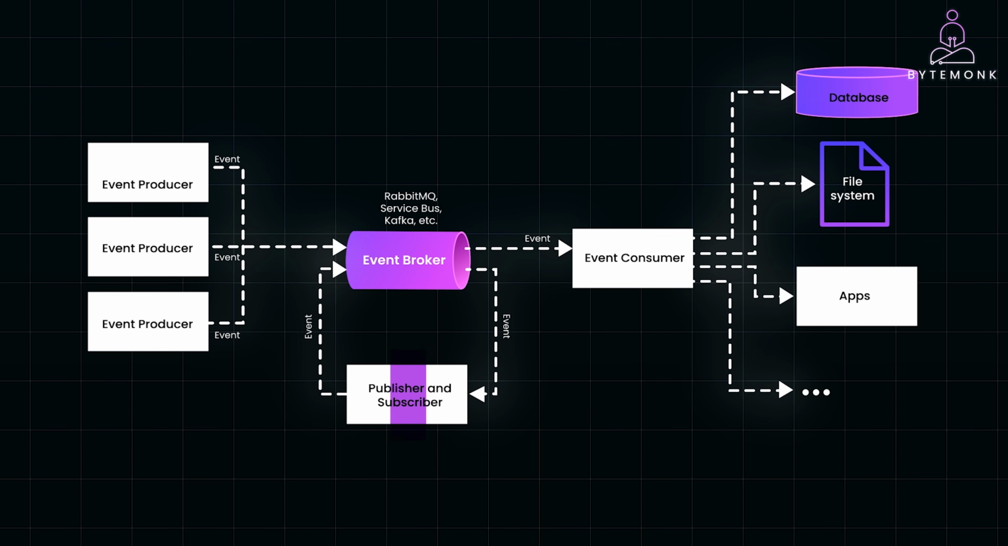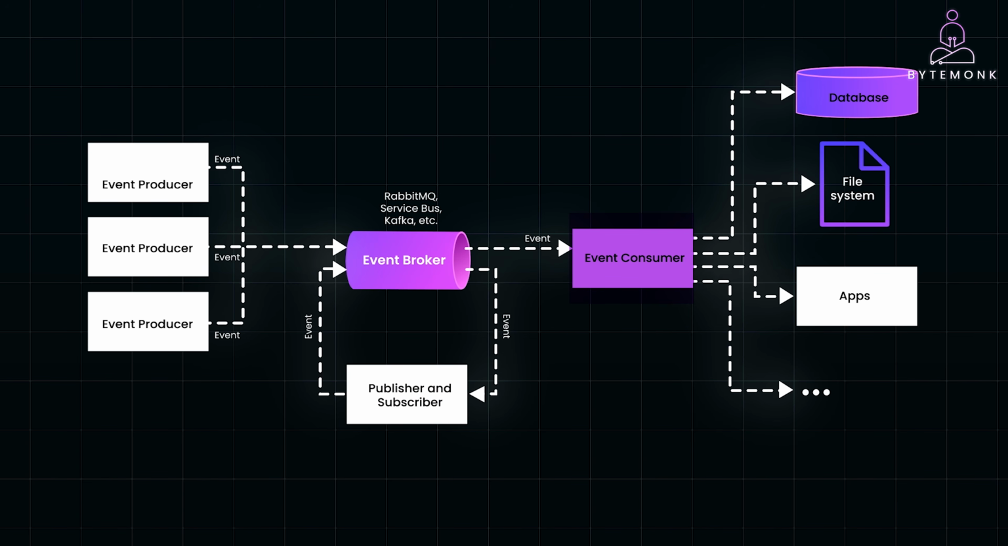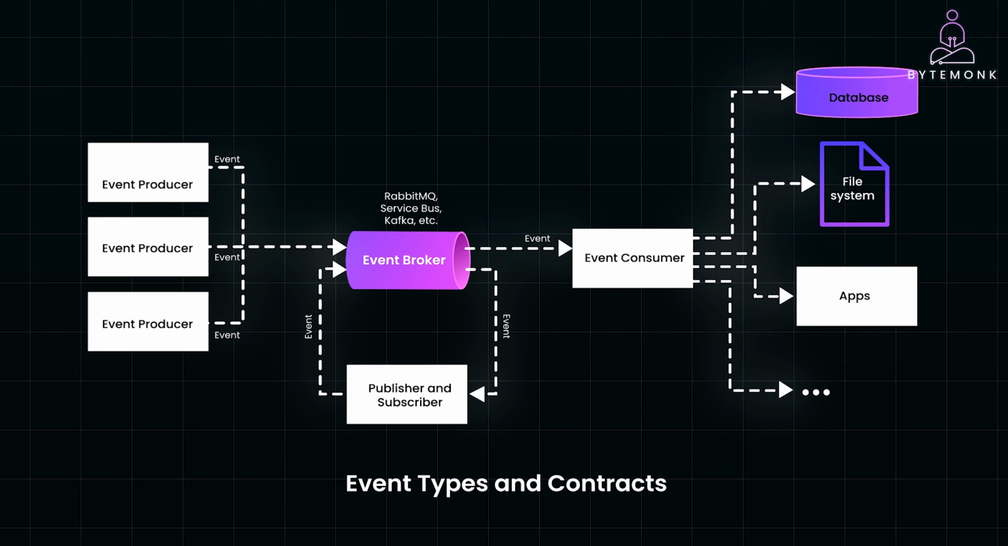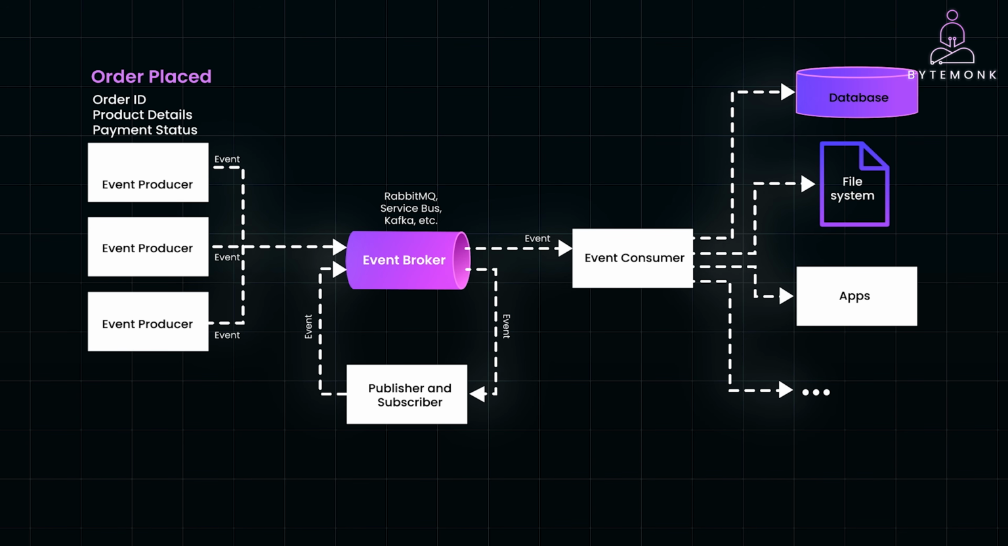Some systems might have both publisher and subscribers. The publisher sends events and the subscriber receives events from the event broker in a pub-sub model. And this ensures asynchronous communication between services. Event consumers are services or systems that consume the event. They can trigger various actions such as storing data in a database, saving to a file system, or interacting with different applications. You also need to define clear event types and contracts so that consumers know how to process each event. For instance, an order-placed event might include fields like order ID, product details, and payment status. We will do a deep dive on various event types and contracts in my future video.